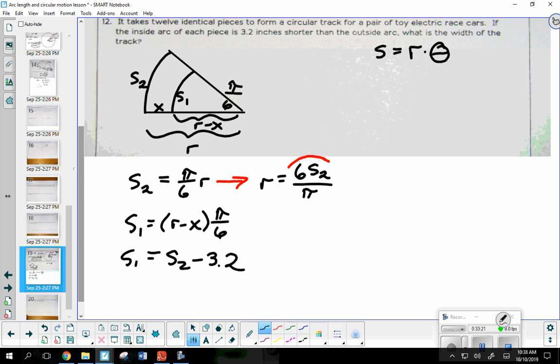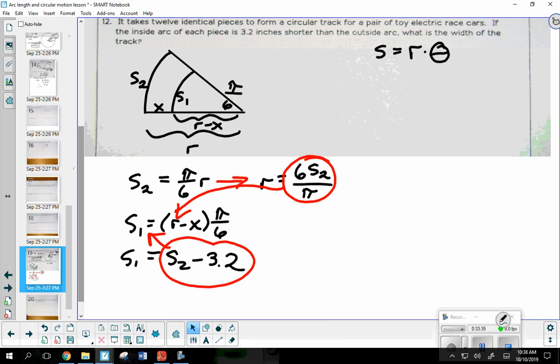I replaced r with that expression, and then I took this binomial and I plugged it in for s sub 1. Now let's see what that gives me. Instead of s sub 1 equals, I've now got s sub 2 minus 3.2 equals. Well, instead of r minus x, I'm going to have 6 s sub 2 over pi minus x times pi over 6.